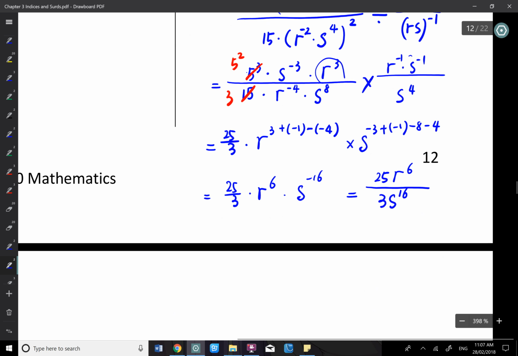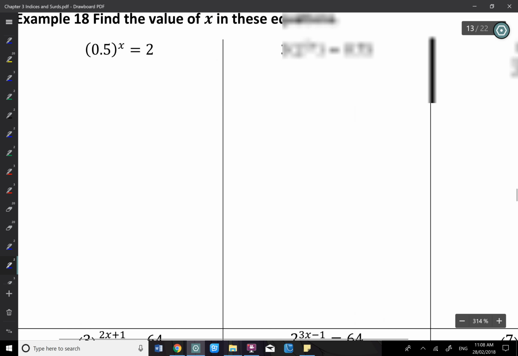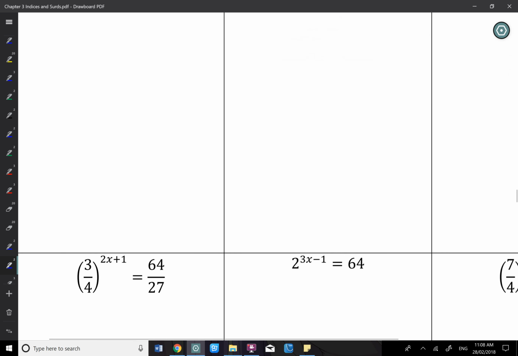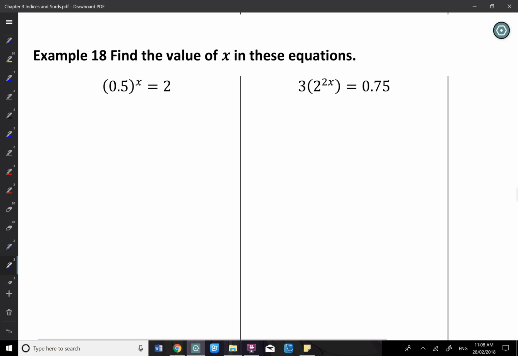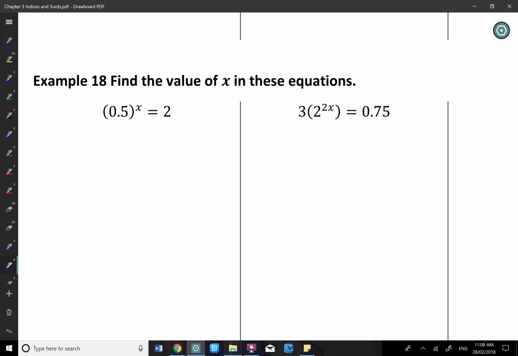One last thing I want to talk about is a special question, and that will be in the test as well. You want to solve equations like that. If two numbers want to be the same, they need to have the same base and the same power. Like for power questions, they need to have the same base and the same power. Let's have a look at the first one.